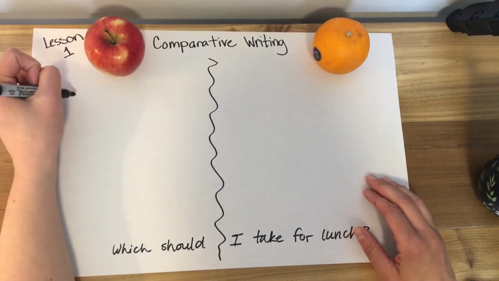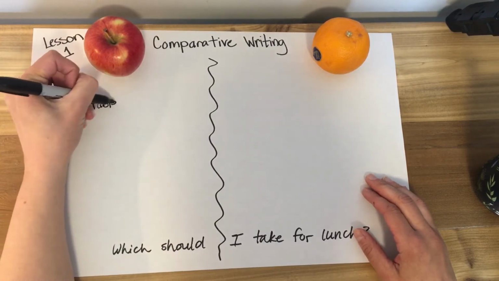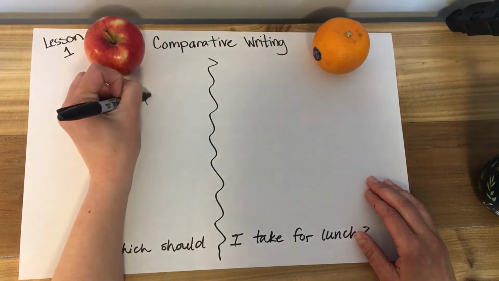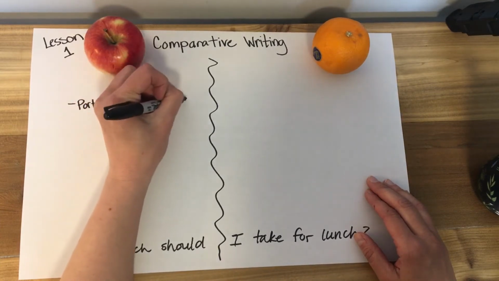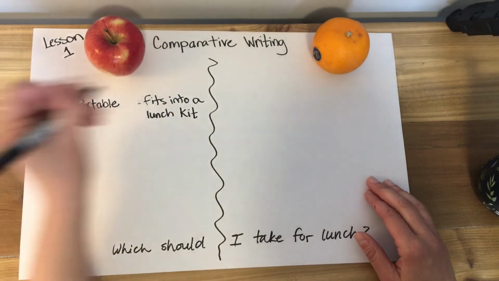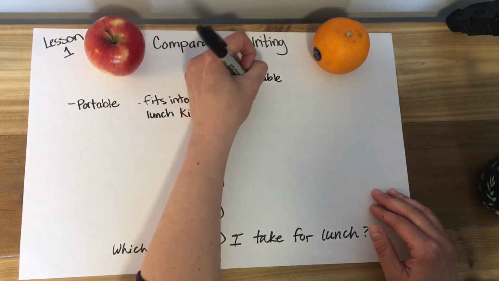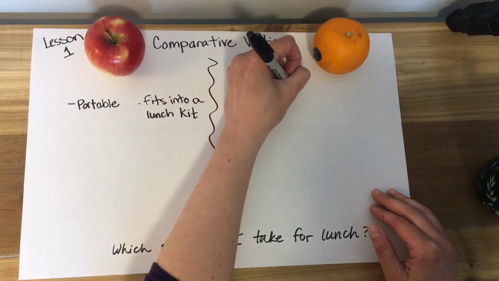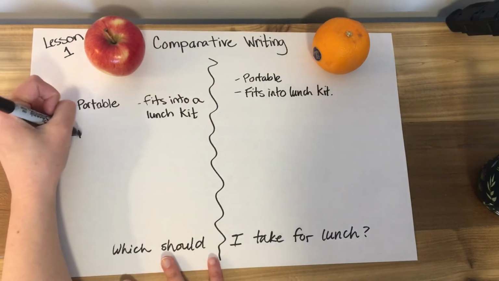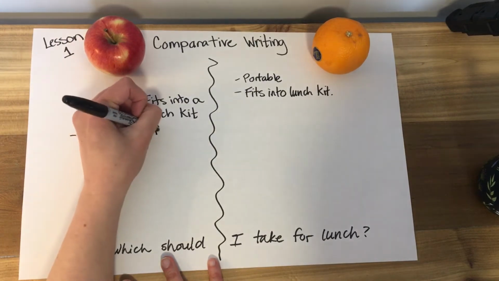So when I think about an apple, I think, well, it's portable. So it's easy to transport. It's not like soup, right? I see that it fits in my lunch kit. So you are taking these notes along with me. Okay? And orange is the same. It's also portable. It also fits into my lunch kit. Okay, they're both healthy. They have vitamin C and fiber.